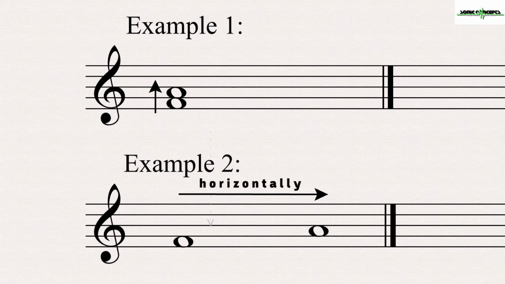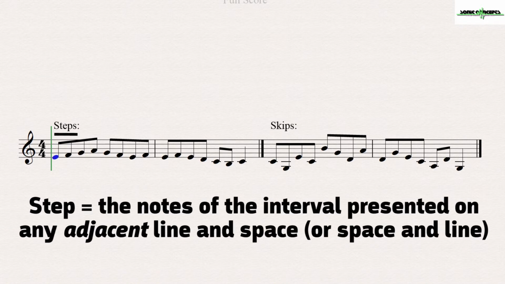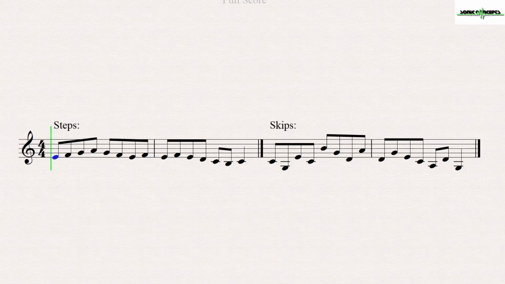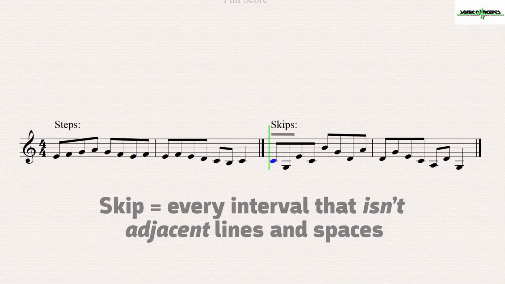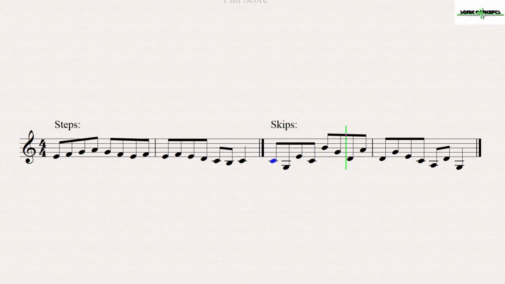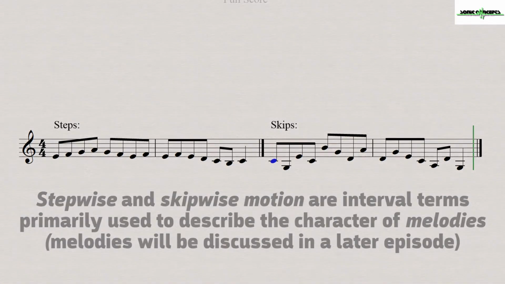Linear intervals can be further academically described as either steps or skips, where a step would be the notes of the interval presented on any adjacent line in space or space in line, and skips constituting everything that isn't adjacent lines and spaces. Stepwise and skipwise motion are interval terms primarily used to describe the character of melodies.